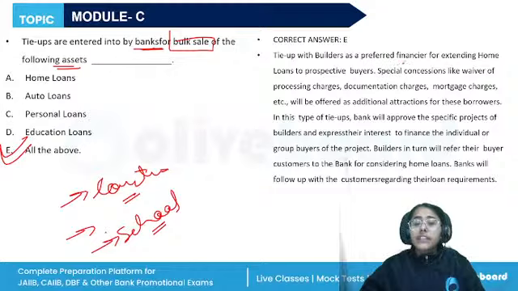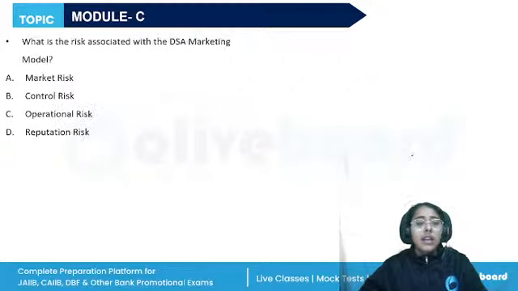So tie up with builders for extending home loans, special concessions like waiver of processing charges, documentation and mortgage charges can be given. And similarly, apart from home loans, other types of loans also can be given by the banks through tie-ups.